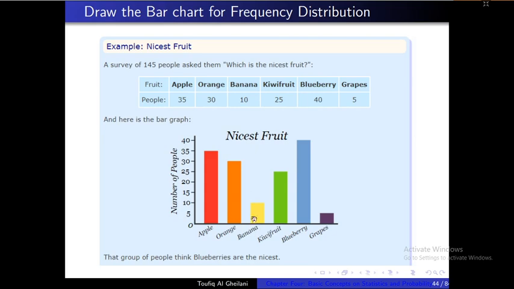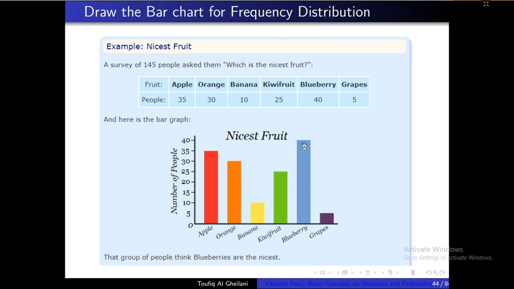Banana is 10. Here 10. Kiwi fruit 25. So it will be here, 25. Blueberry is 30. Blueberry 40. Here. Grapes 5 will be here. That group of people think blueberry is the nicest.